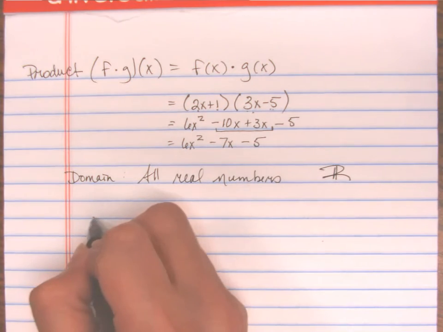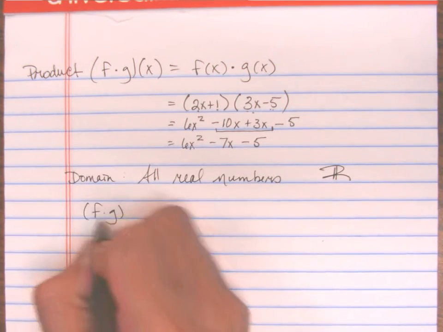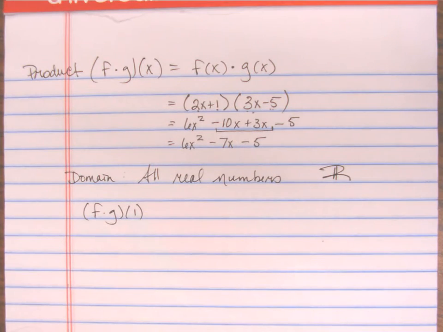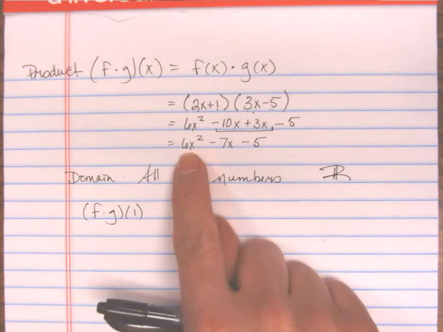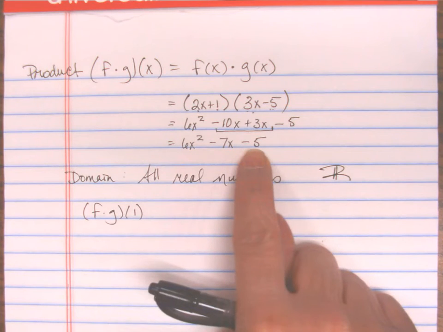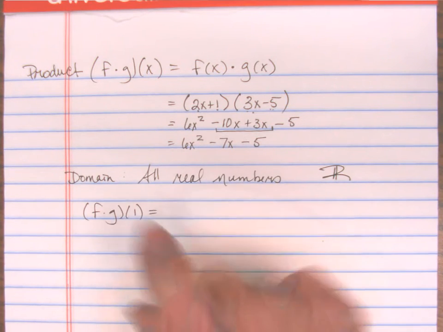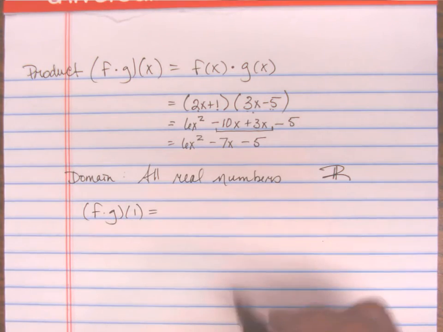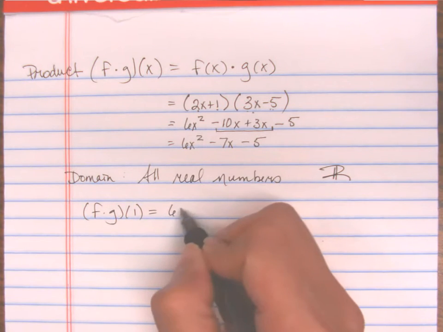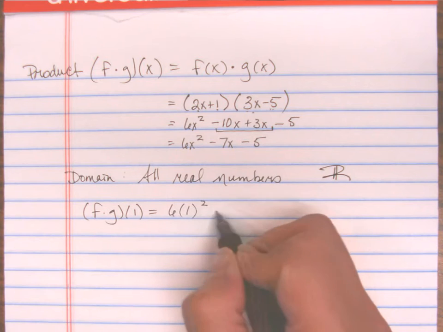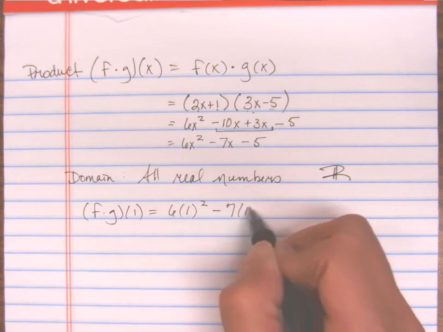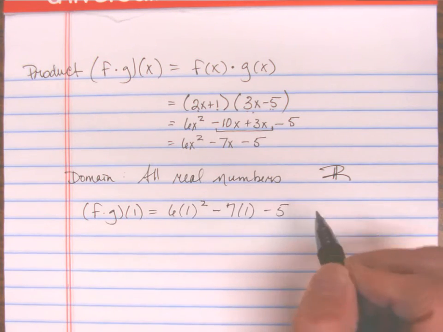Okay, let's evaluate f times g of x of 1. So we know f times g of x, the equation is right here. So all I have to do is take 1 and plug it in everywhere I see x. So I have 6 times 1 squared minus 7 times 1 minus 5.